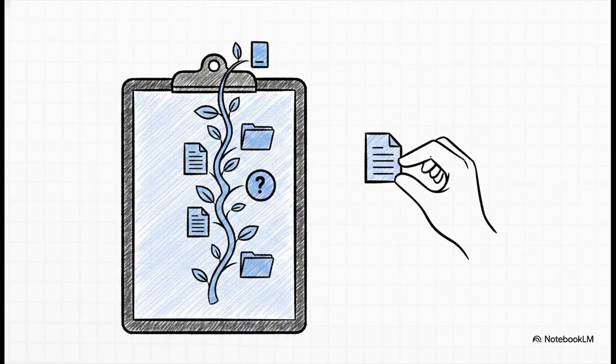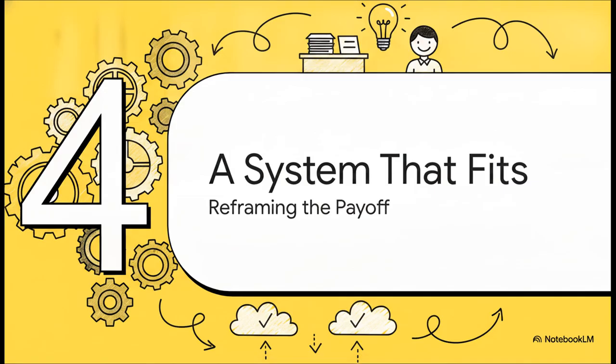Now, what's really a game changer here is that watch lists persist and grow with your courses. You don't have to rebuild these lists every single week. As the semester progresses and new assignments get added, you just click to add them to your list. The system grows with your courses instead of constantly fighting against them. Ultimately, we need to reframe the real value proposition here. So here is section 4, a system that fits, reframing the payoff.